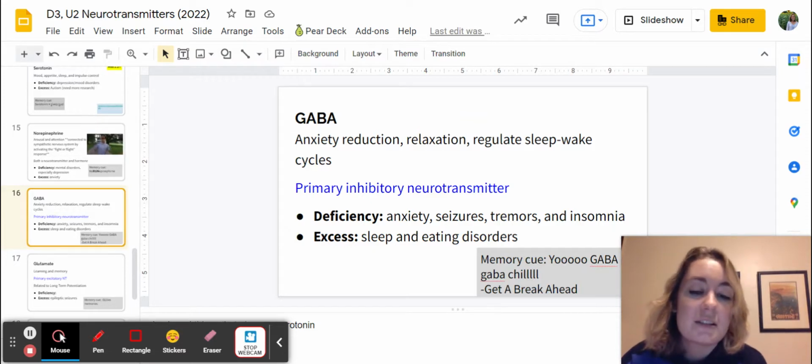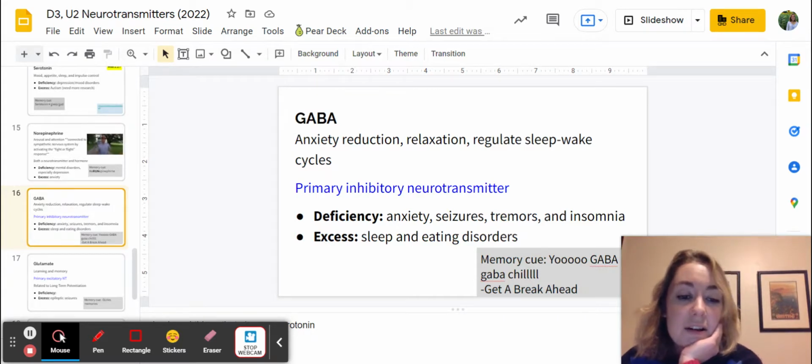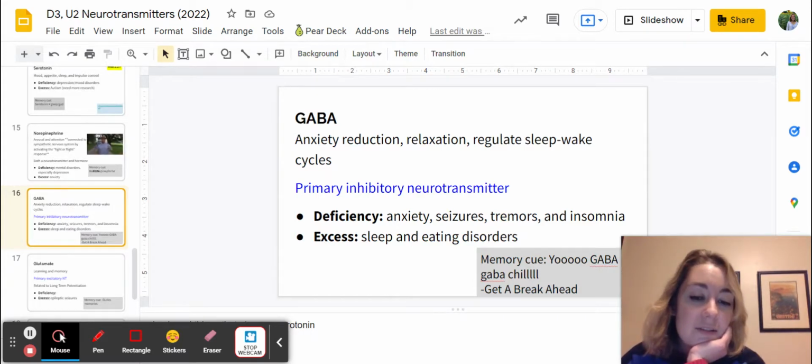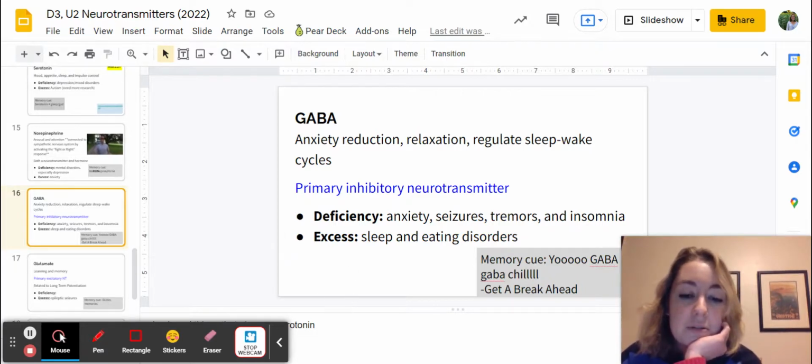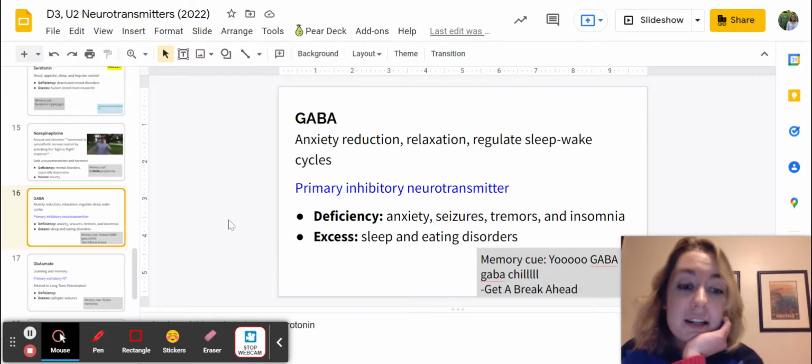If you have a deficiency or not enough, you might have anxiety, seizures, tremors, insomnia, right? Because if it's helping us fall asleep, the opposite of that, not having enough, would result in insomnia. If it's helping us chill out, if we don't have enough, again, we might have anxiety. On the contrast, if we have too much, we might have sleep disorders, in that you're sleeping too much because you have too much GABA.